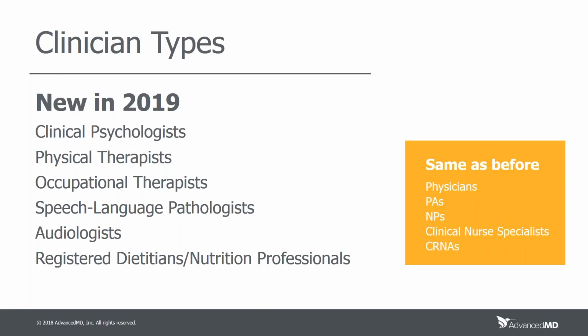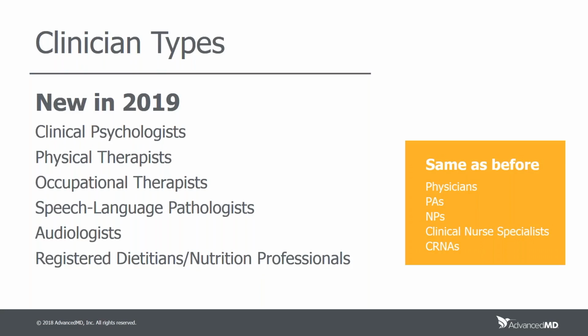Clinical psychologists, physical therapists, occupational therapists, speech language pathologists, audiologists, and then registered dietitians or nutrition professionals. So if you are one of those clinician types or have those clinician types in your organization, please be aware that in the past you haven't had to even think about it, and now you do need to find out if you are required by CMS to participate. So these are the clinician types.